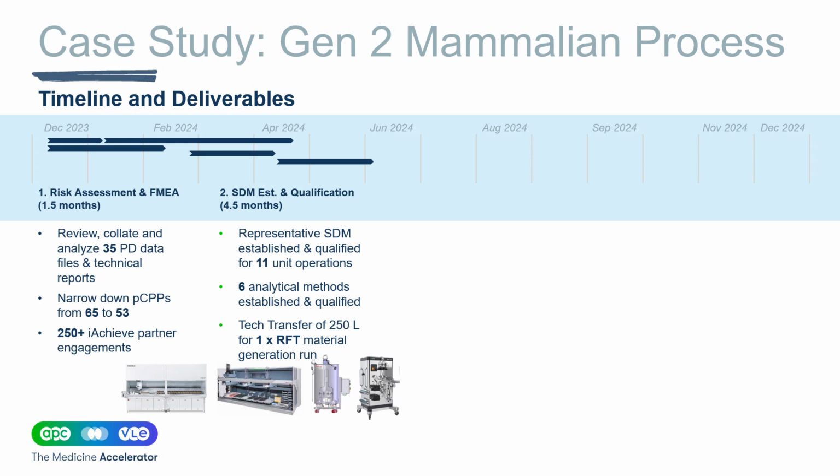Next, over 4.5 months, representative scale-down models were established for all 11 unit operations, 6 analytical methods were qualified, and a 250-litre tech transfer run was completed to generate material for downstream studies.